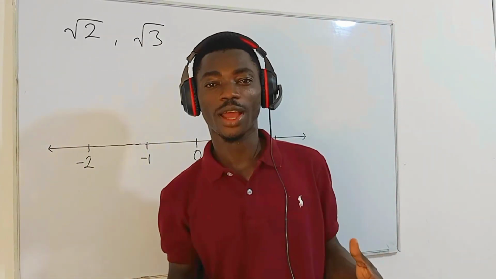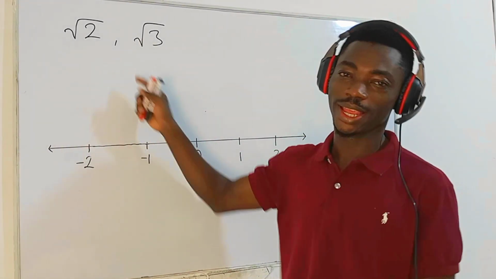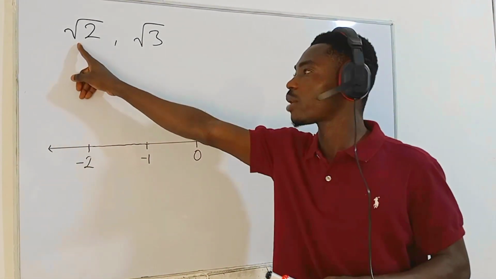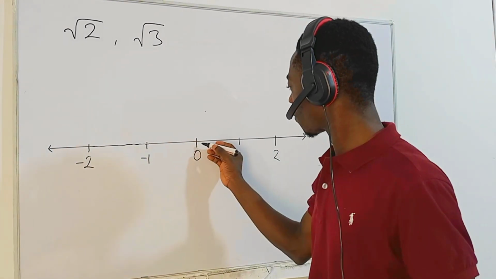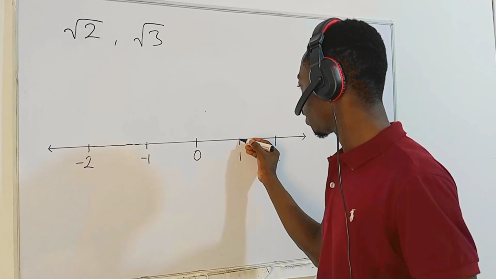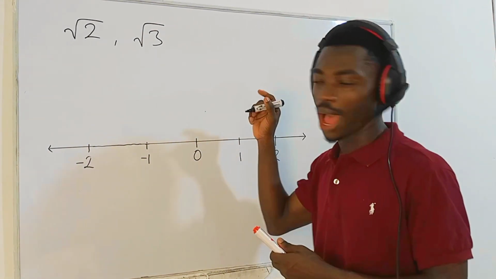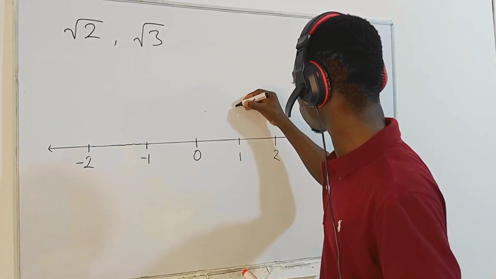Now let's look at how we can locate irrational numbers such as square root of 2 and square root of 3 on the number line. Let's get right into it. Now to locate square root of 2 on the number line, first of all, we have to measure 1 unit to the right. So it means that from this 0 right here to here is 1 unit. Then we have to also measure the same unit up, just like this. So from here to this point is also 1 unit.